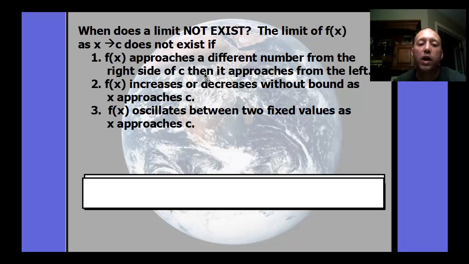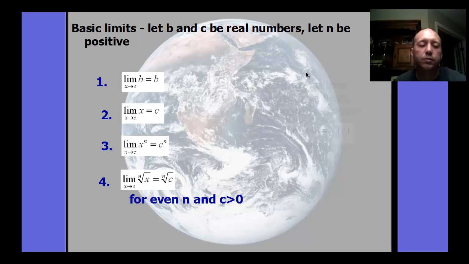These are three ways to find a limit. These are the basic limits. So the limit as x approaches c of b, a number, a constant, would just be that constant b.